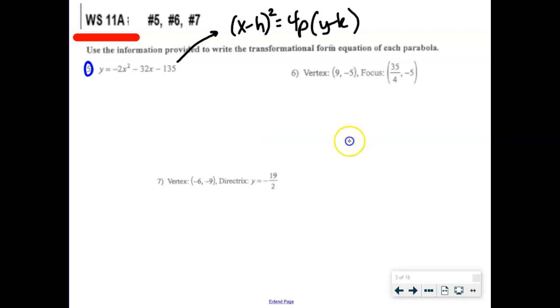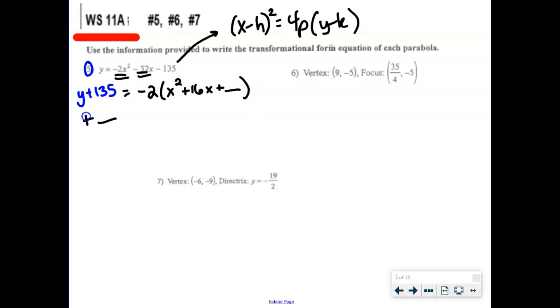So what if I added this 135 over, called this y plus 135, and then I heard take out a 2. Can I one up that? How about I take out a negative 2? So that gives us x squared, this will become a plus 16x. We're going to complete the square. And then I'm going to need to balance everything out.